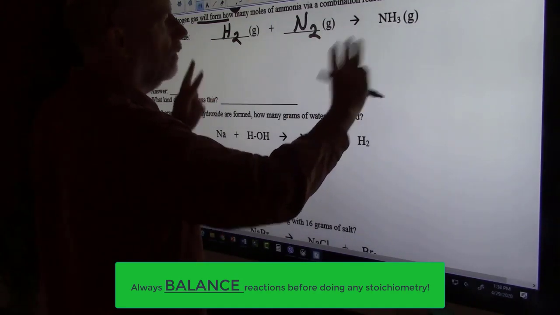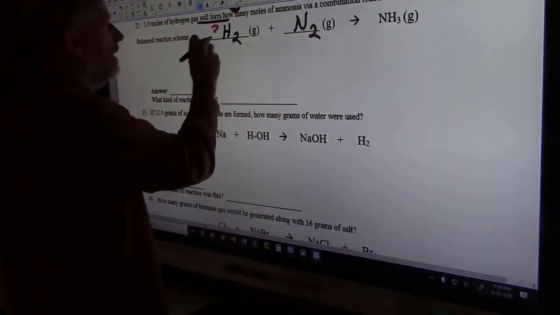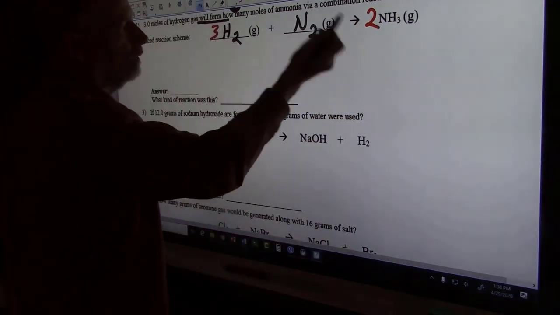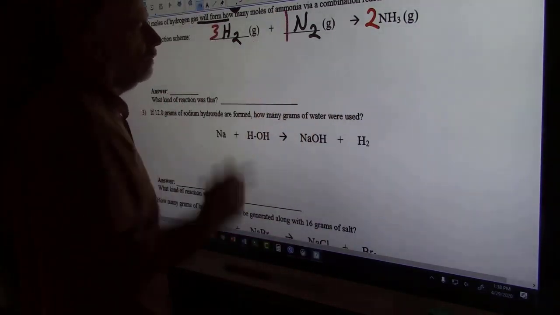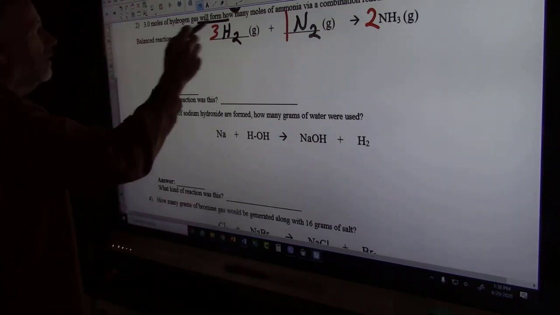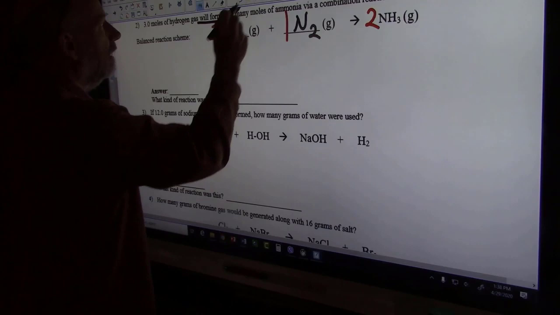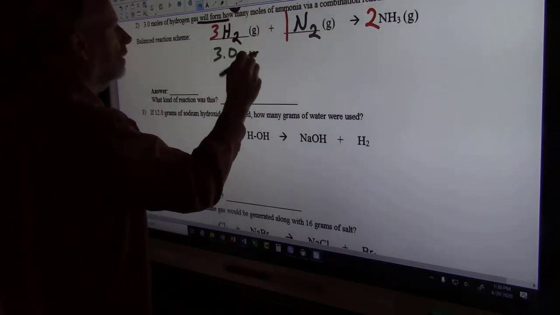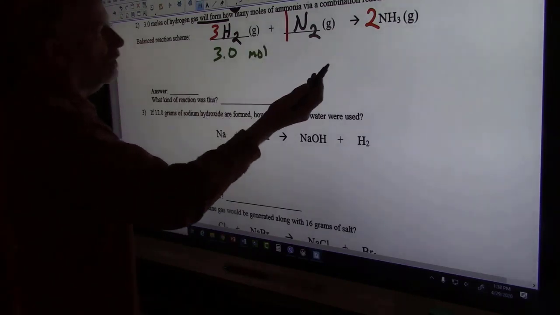How many sets of 2 equal how many sets of 3? 3 sets of 2 give us 2 sets of 3. It's a 3 to 1 to 2 mole to mole ratio if you want to. Write a 1 there, that's fine. Let's see what the question says. 3 moles of hydrogen gas. All right, so 3, right in green here, 3.0 moles will form how many moles of ammonia?